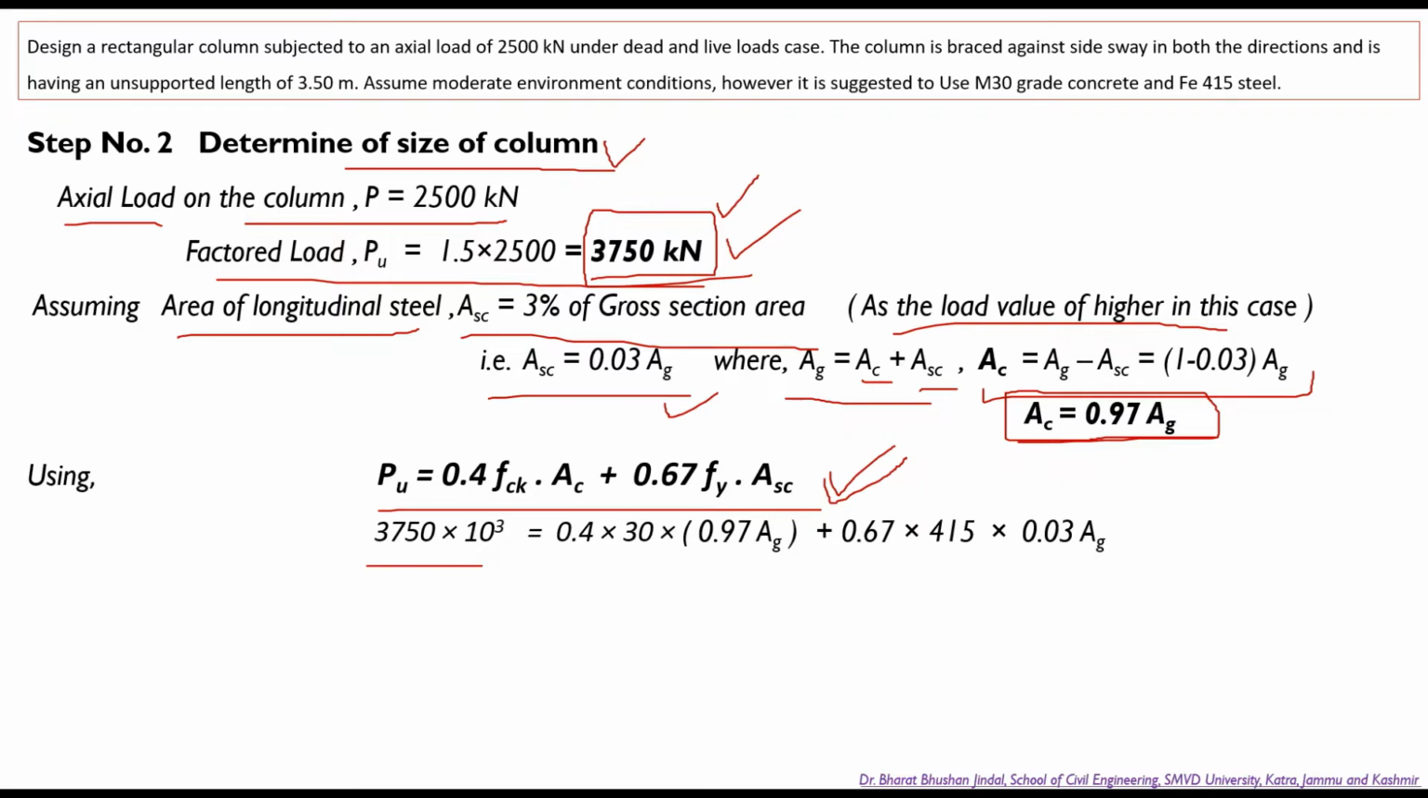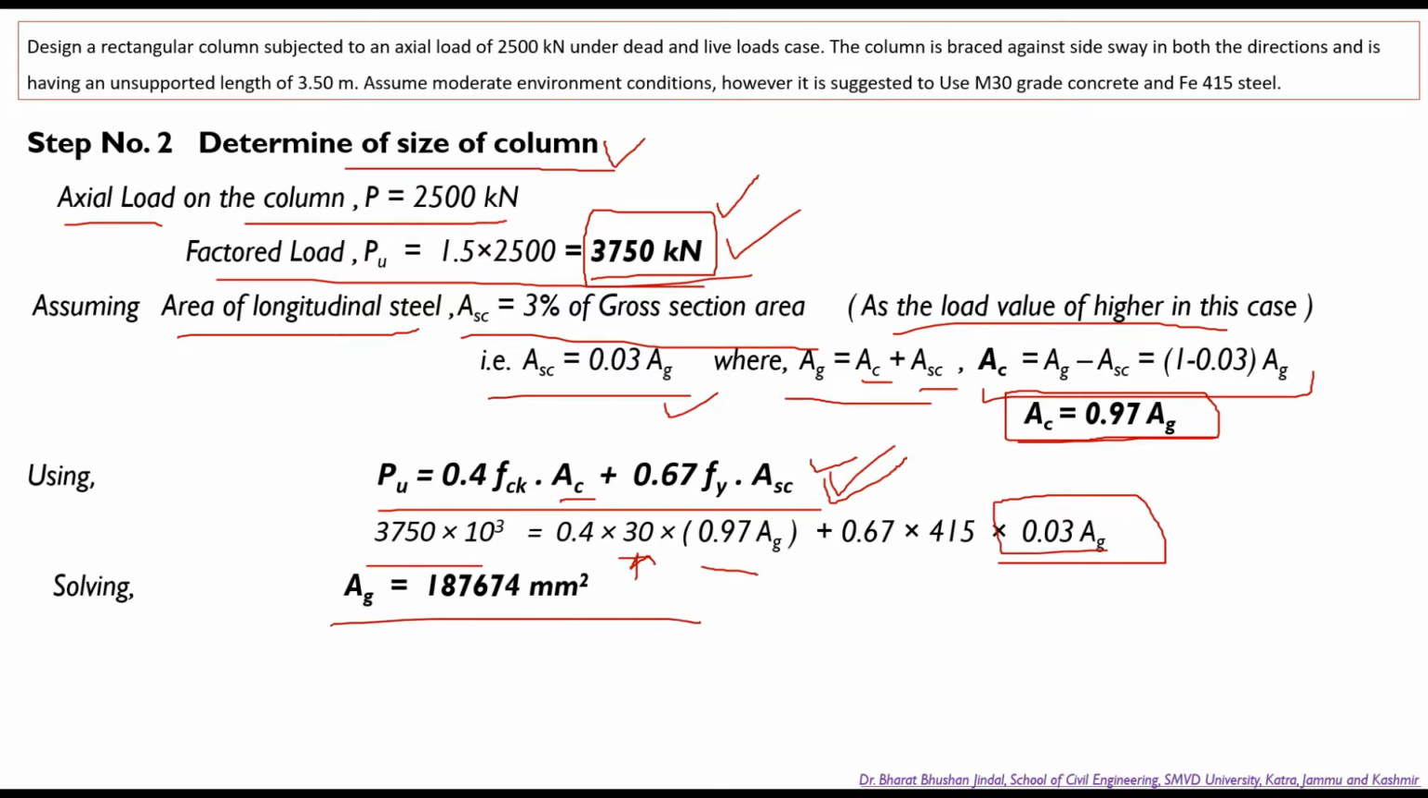3750 kilonewton was the factored load, and 30 is the grade of concrete which we have taken, and the Ac is 0.97 Ag as usual. Now here 0.03 Ag is the steel which we have assumed. Based on this formula, and after going through the calculation, we get the gross area. That means this much gross area is required to take care of at least 3750 kilonewton load.